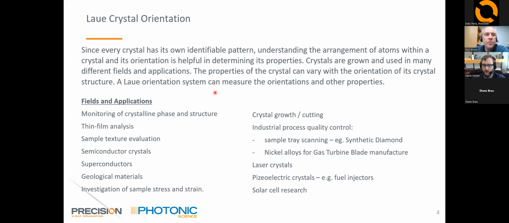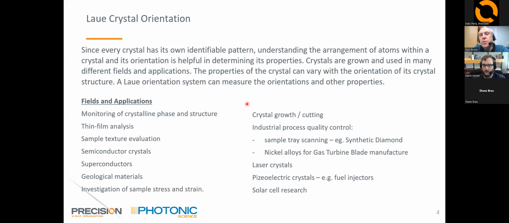You can also use them for measuring a range of things here: crystalline phase and structure, thin film analysis, texture evaluation. They are used for semiconductor crystals, superconductors, analyzing geological materials, and investigating sample stress and strain.